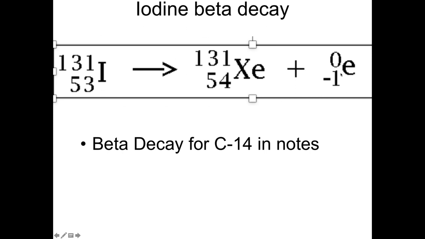Again, if you wanted the beta written first, that's fine. It would always be 0, negative 1. It'll be an e, or it'll have the beta symbol for it to make that work. What I'd like you to do now is go ahead and pause the video and do beta decay for carbon 14, or C14, in your notes, and then I'll have the answer on the next slide.